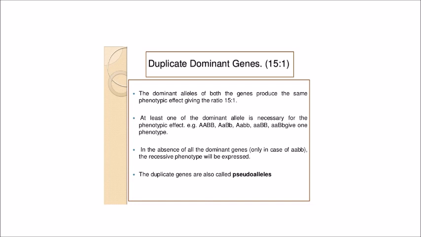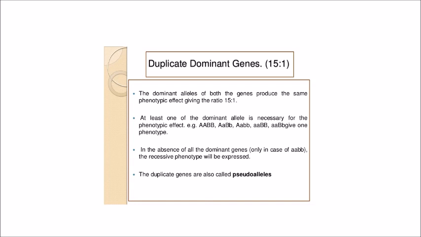What about duplicate dominant genes? The ratio suggests 15:1, and such duplicate genes are called pseudoalleles. Remember the term pseudoallele. The dominant allele of both the genes produces the same phenotypic effect, giving the ratio 15:1. At least one of the dominant alleles is necessary for the phenotypic effect.